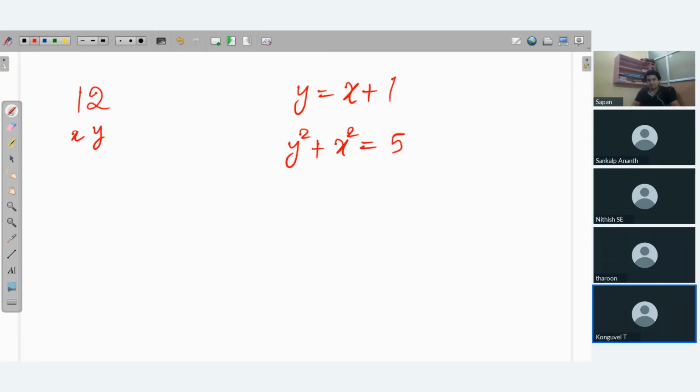Substitution. Wait, I'll try to do substitution. You can either do substitution or use the identities: y minus x whole square is equal to x square plus y square minus 2xy. So both are possible. Yes. So how do you solve it? The point is, it is in your hands, the way you can form the question.